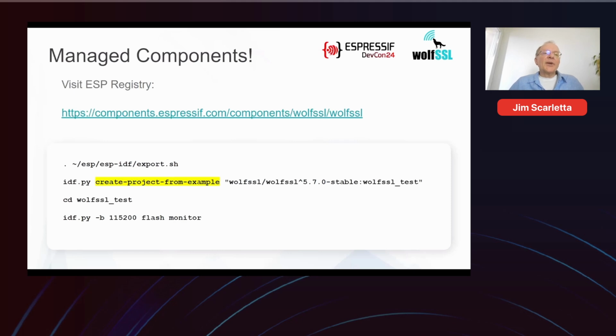So you see, first I'm setting up the typical environment with export.sh. There's another icon on the screen that'll allow you to copy that second line to your clipboard, and you'll see that there's an idf.py create-project-from-example. That'll create, in this case, the wolfSSL test. It'll create the entire application, including the managed component, in a directory called wolfssl_test. All you do is you cd into that directory, and you build, flash, and monitor, and it should get going immediately for you.